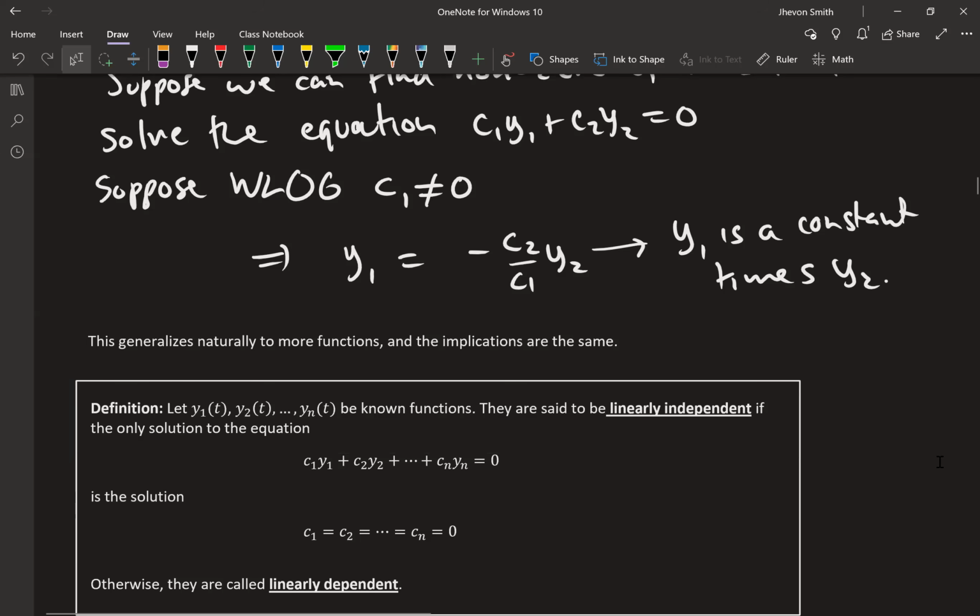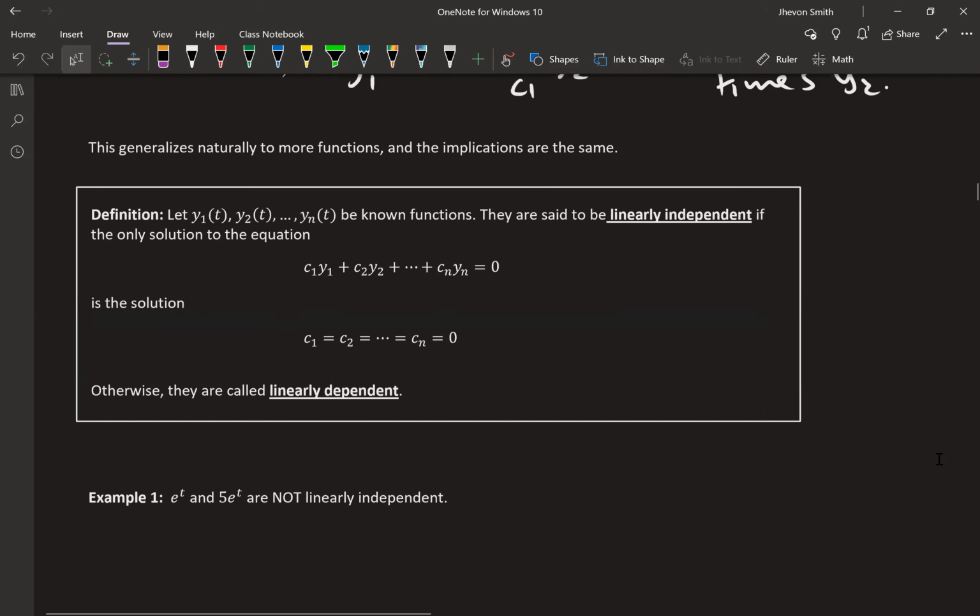If I can find non-zero solutions, it will mean that they are dependent. And the implications are the same. Essentially, if you find that all of these coefficients must be equal to 0, it is a guarantee that none of these functions can be written as a linear combination of the other functions, meaning that none of them are redundant. They're all very important for us to state in the answer.